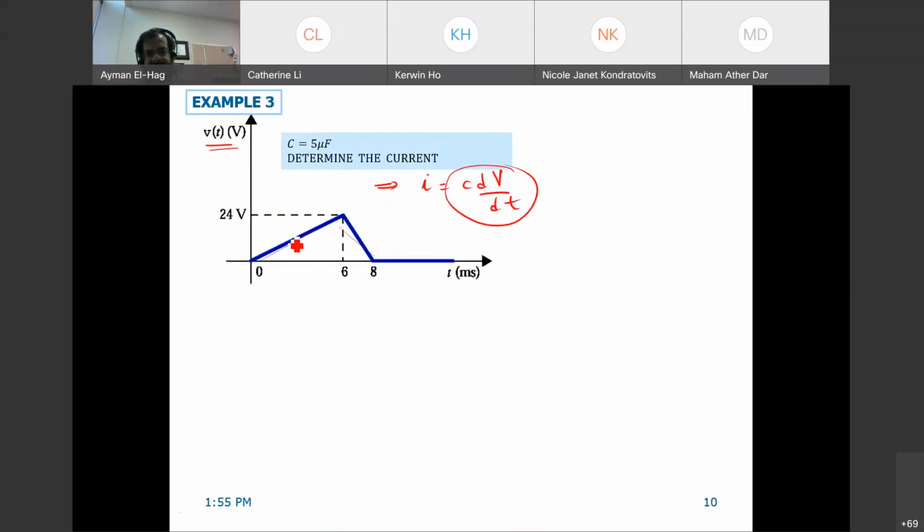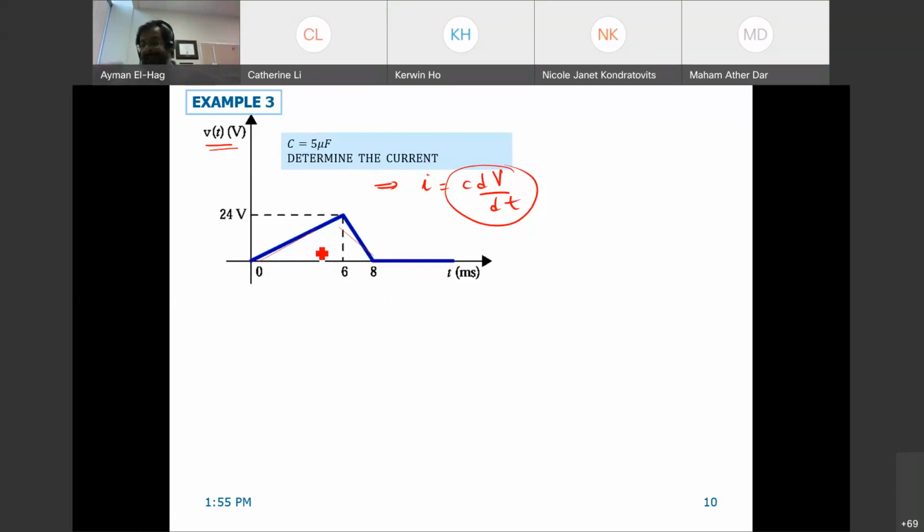So I need to find this function so that I can take the derivative. Now I give you a curve, not a function. In the previous example, you were given a function, so you take the integration or the derivative of the function. But what if I give it to you as a curve like this one? How can I do the derivative? Then you have first to find the function, and you have here two lines: from 0 to 6 milliseconds we have one line, and then from 6 to 8 we have another line. So we need to find the function of both of them.